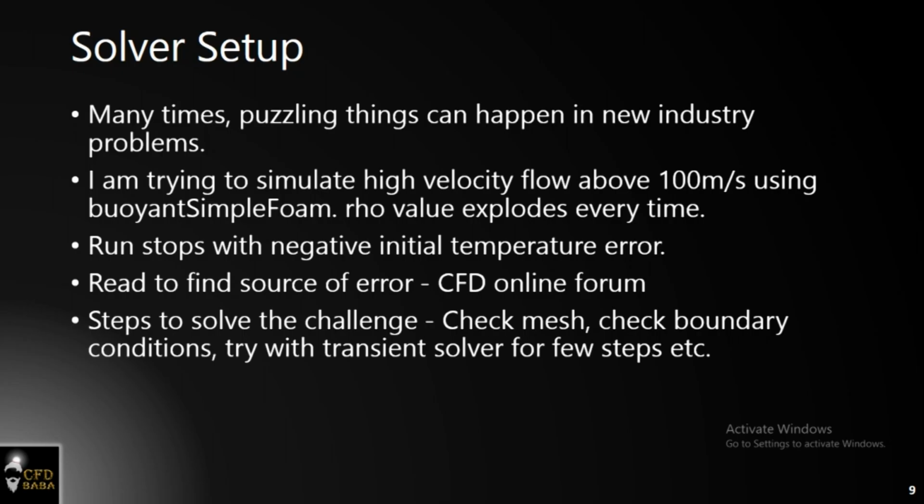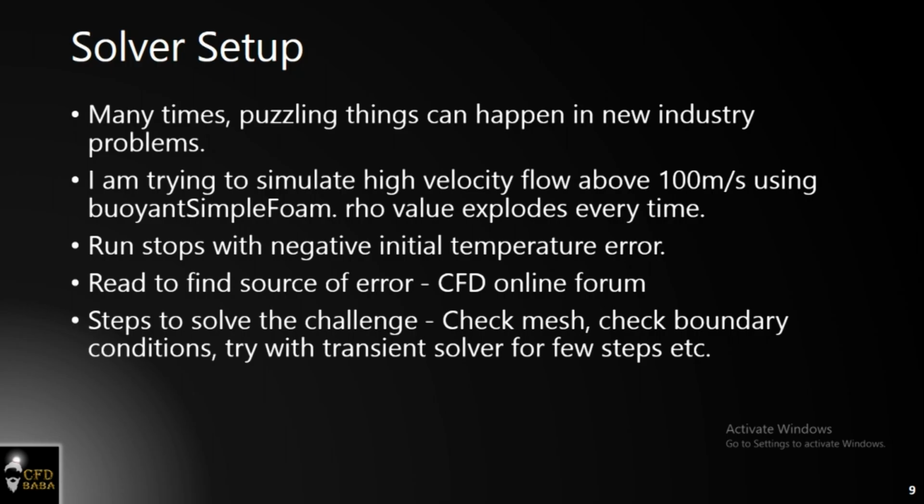So if you face any such errors, always read and try to find the source of the error. And the best thing I can recommend is the CFD Online forum. It contains a lot of knowledge from years of OpenFOAM users where you can check. So I checked it. They said check the mesh. So I reduced the complexity of the problem, made it a simple pipe with varying diameter, but still it diverged.